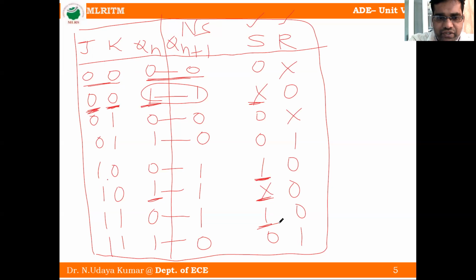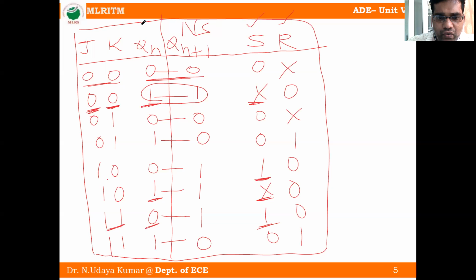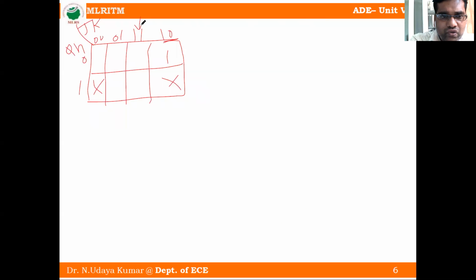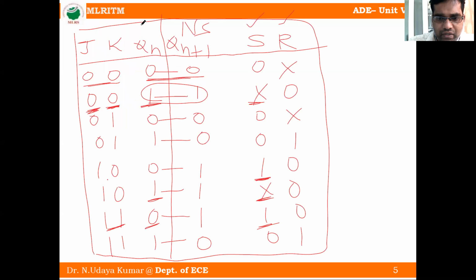Then 1 means if JK is equal to 1 1, Qn is equal to 0. JK is equal to 1 1 means this column, and Qn is equal to 0 means this one. Qn is equal to 1 means this one. Okay, now we will map how we will get this one.